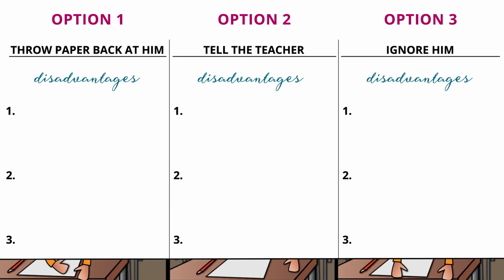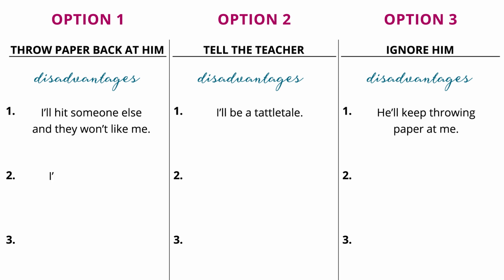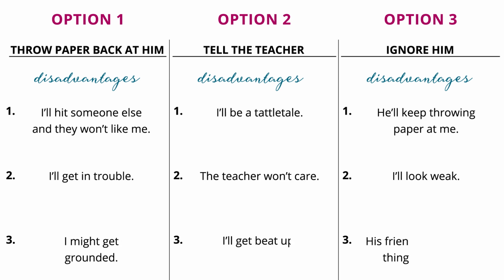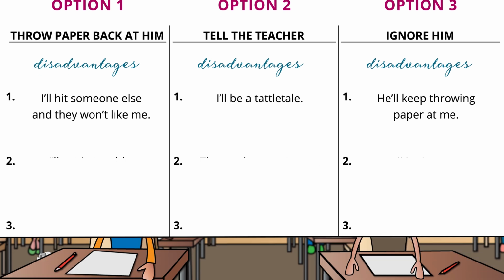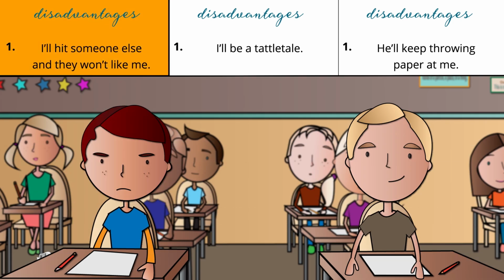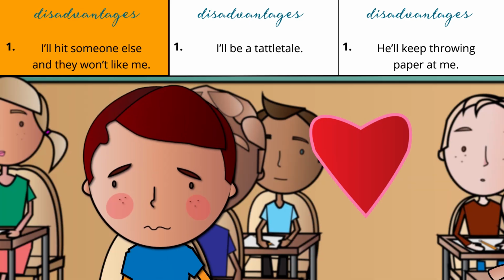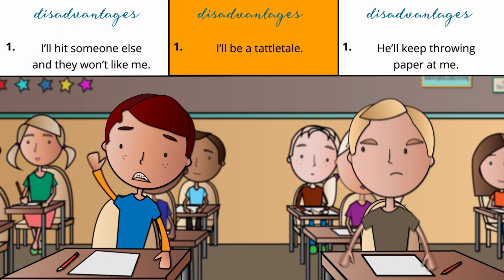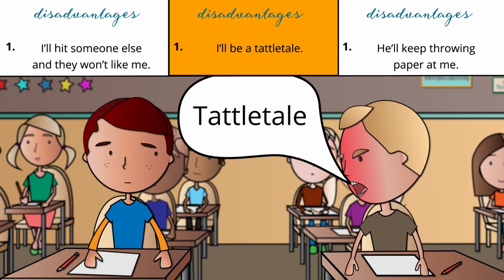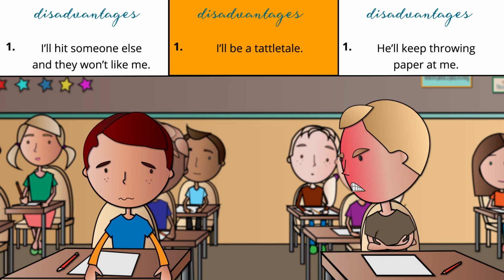Using the 3 options from the previous step, begin writing down the disadvantages to each of those options. List as many disadvantages as you can for each one. In this example, your child may think that throwing the paper back might hit someone else, and they won't like them. If the child tells the teacher, option number 2, a disadvantage might be he will be considered a tattletale.